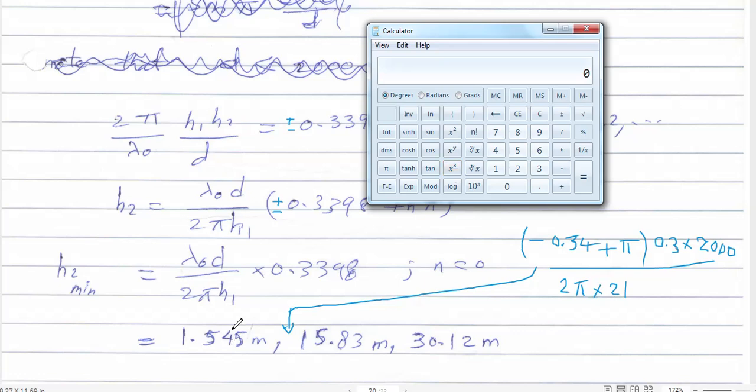Let's calculate this again. This is 0.34 times 0.3 times d is 2000 divided by 2 divided by pi divided by h1 is 21 meters. We obtain the same answer, 1.546, 1.545. It depends on the approximation, because here we have used the exact and here we have used the approximate.